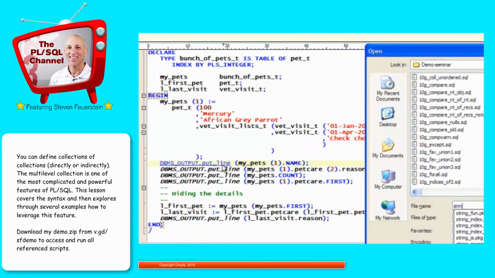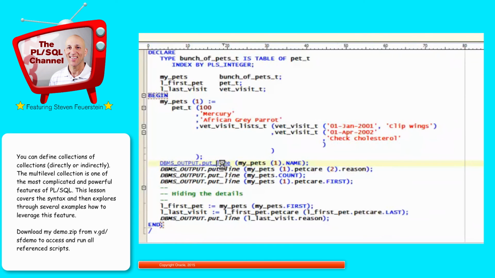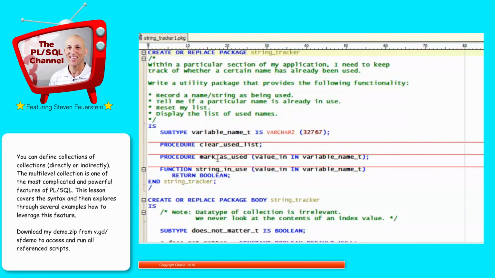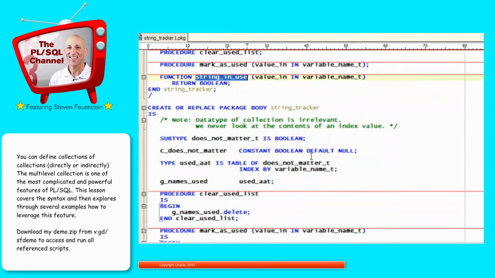So first of all, string tracker 1. Just to refresh your memory, with string tracker 1, I want to mark a string as being used. And I want to be able to find out, is a string already in use? And what I did was create a list of, well, it doesn't matter, indexed by variable name. And what I did here was use subtypes and constants to hide the actual data types to make my code more readable. But the bottom line is, I'm going to index by the variable name, and the contents of the collection really doesn't matter at all.